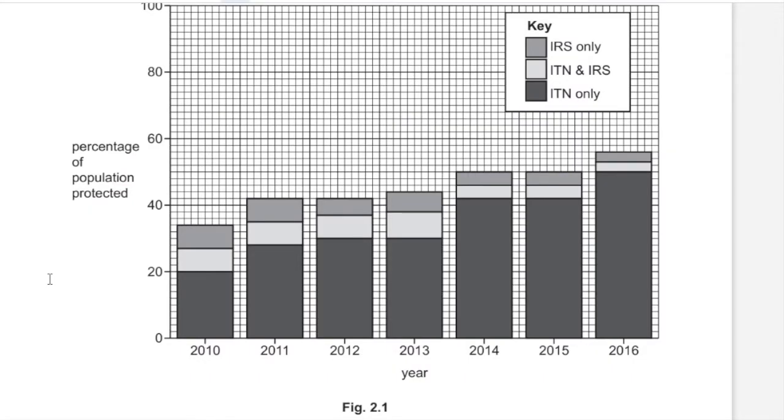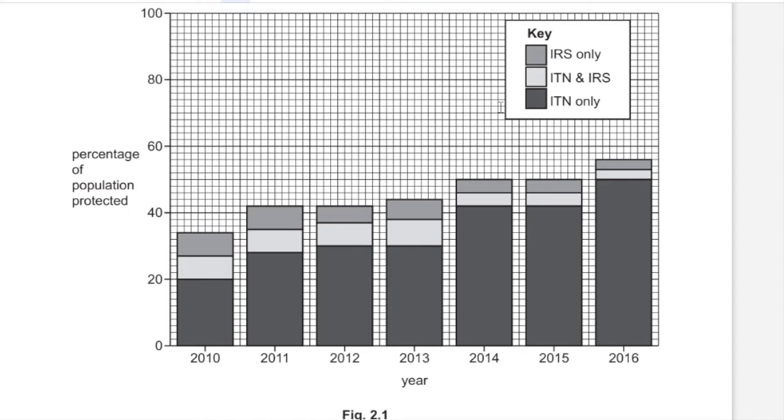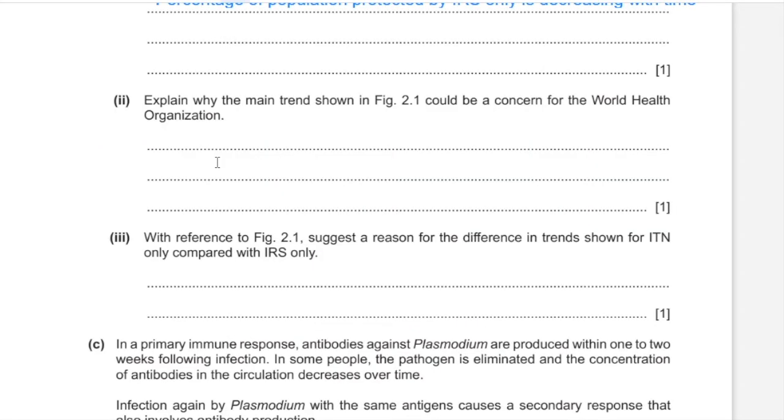If the number of population protected by IRS is decreasing, that could mean the mosquitoes are becoming resistant to insecticide which is used in the IRS, meaning that IRS is slowly becoming ineffective.